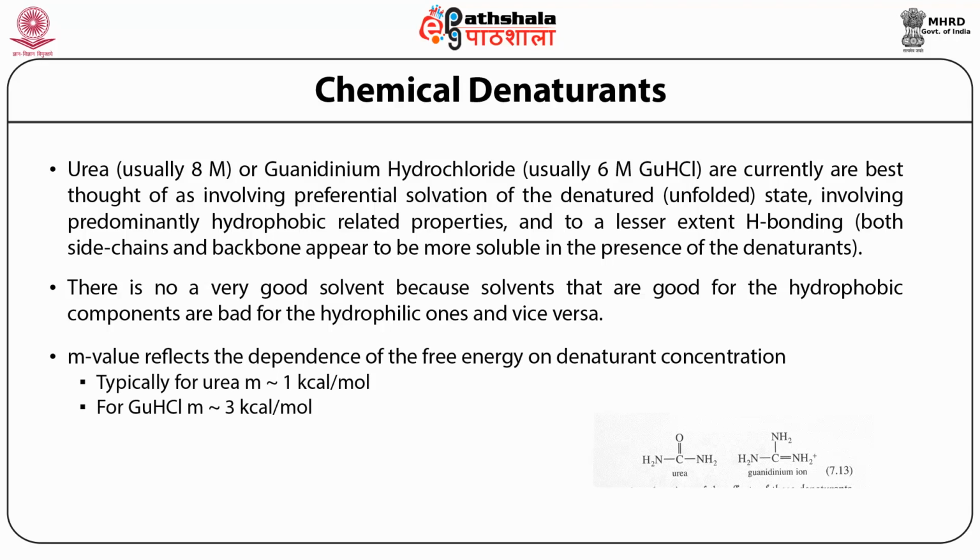The m value of both the denaturants reflects the dependence of free energy on the denaturant concentration. For urea, it is generally approximately 1 kilocalorie per mole, and for guanidinium hydrochloride, it is generally 3 kilocalories per mole. You can see here the structure of urea and guanidinium hydrochloride.